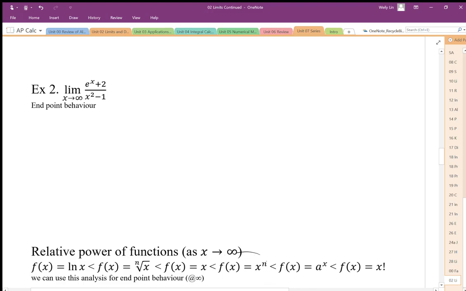The next most powerful function is going to be our exponent. So as x gets large, it doesn't matter what's happening with the base here. Since that power is fixed here, this power will eventually outgrow this power over here. So the exponential function at infinity will always outgrow the polynomial power.